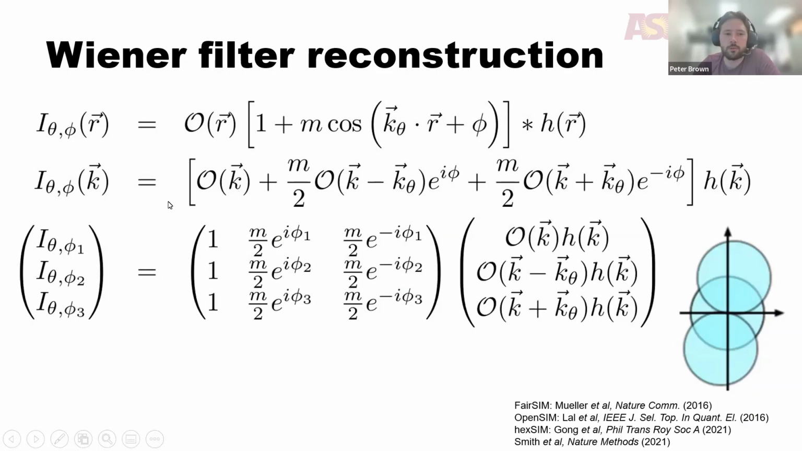What's powerful about this equation is we see the intensity that we measure is linearly related to these three different bands. So if we take images at different phase values of our SIM pattern, then we can put together a linear equation, a matrix equation, that connects these bands to the image data that we get. And then finally, we can extract these bands simply by inverting this equation.